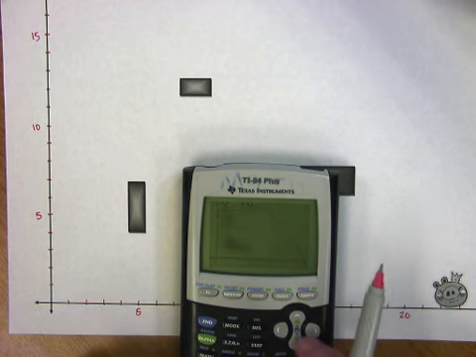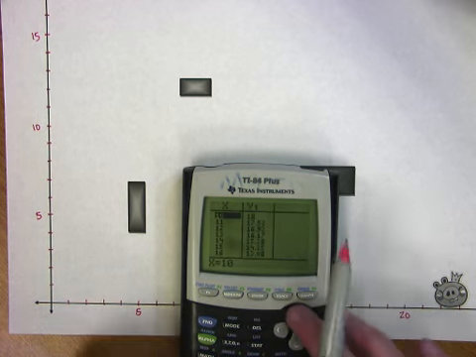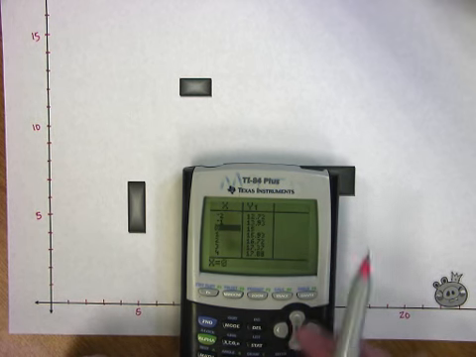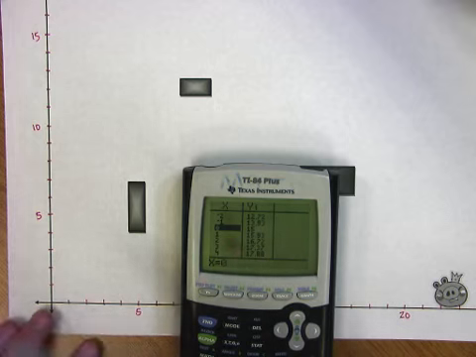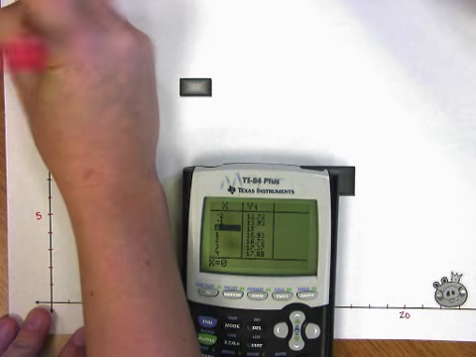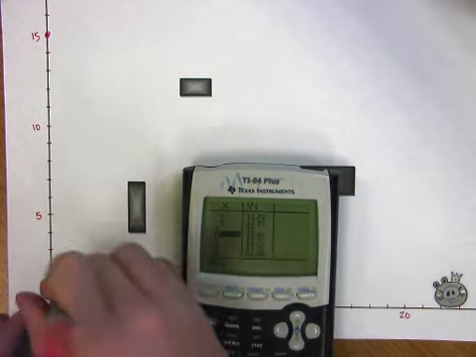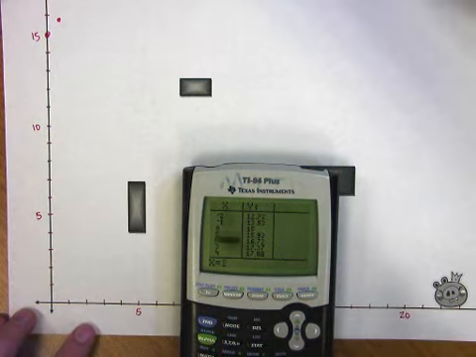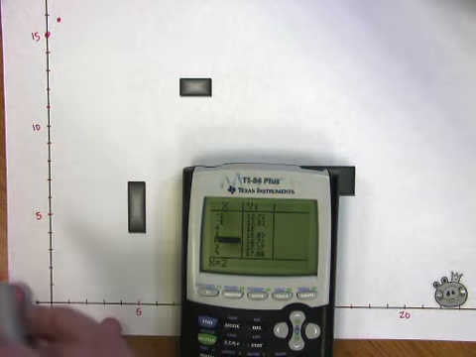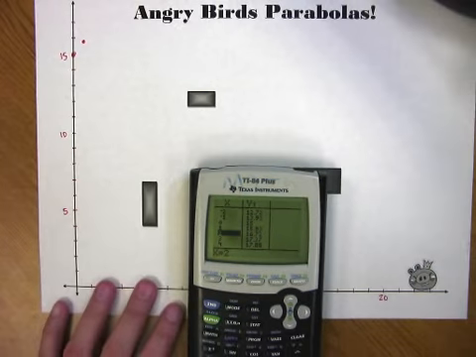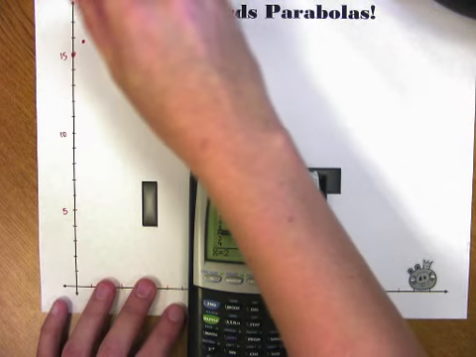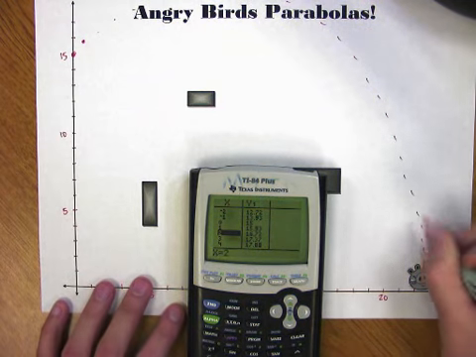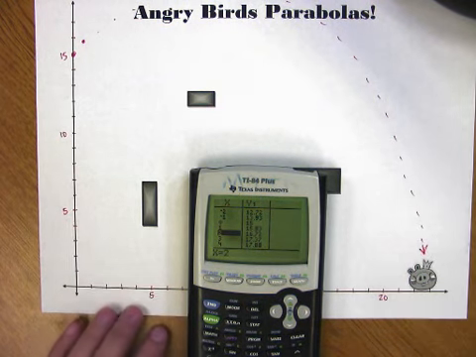So again, I'm going to go to my table. And what I would do, and what I want you guys to do, is to plot every single one of these points. So you'd go over 0, up 15, put a point. Over 1, up a little bit more than almost 16, put a point. Over 2, you guys get the idea? So you would be graphing all of your points until you see that you actually did hit the pig.